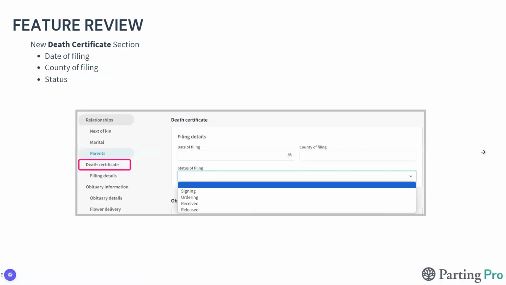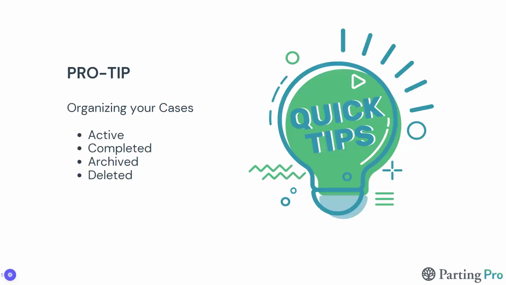And then you've got a new death certificate section here too, which is the starting of some additional tracking to come in the next few months here. But with your death certificates, you can now track the date that the death certificate was filed, the county where it was filed, and then you've got some general statuses here. So is it still being signed? Have we ordered it? Has it been received from the county? Has it been released to the family? So those are the new details there. It's just kind of beefing up those case details for you. And if anybody has questions at any point, feel free to put those in the chat too.